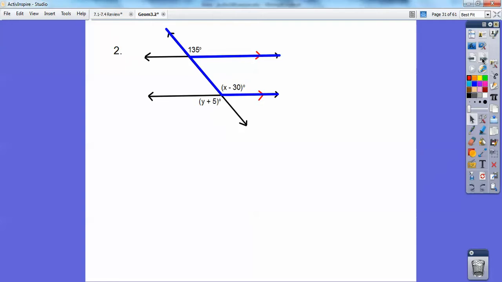Those corresponding angles are equal to each other. So x minus 30 equals 135. Add 30 to both sides, so x is 165. Then I'm going to look at these vertical angles right here.